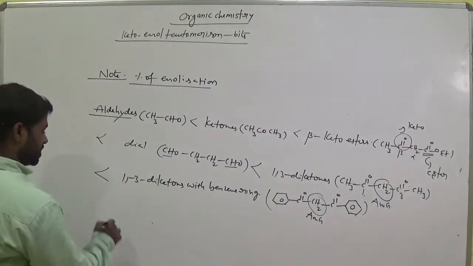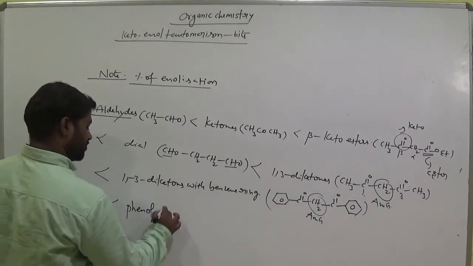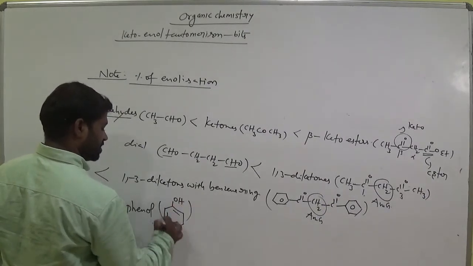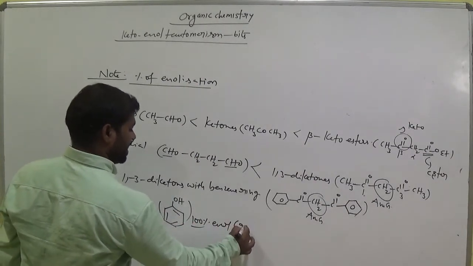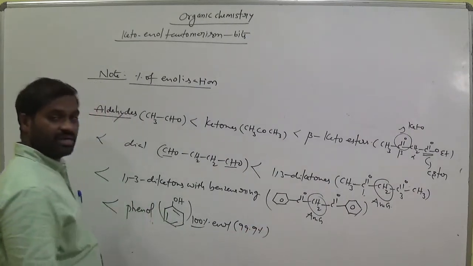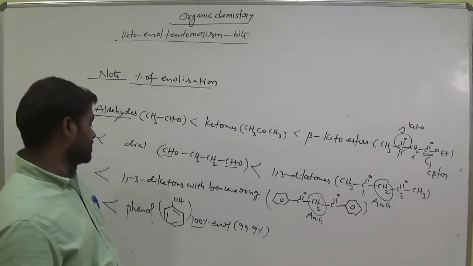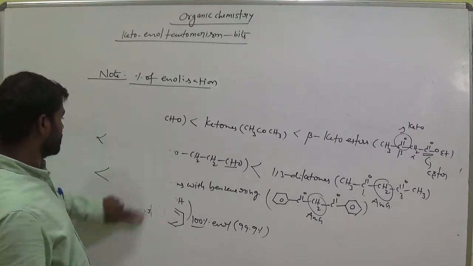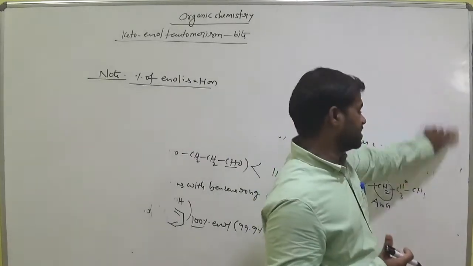Clear? And next one, phenol. Phenol is almost 100% enol. Nearly 99.9% enol. We can say it is 100% enol. It easily undergoes keto-enol tautomerism, the very highest. Okay, keep it in your mind. This is the order. That means phenol gives the most enolic product.